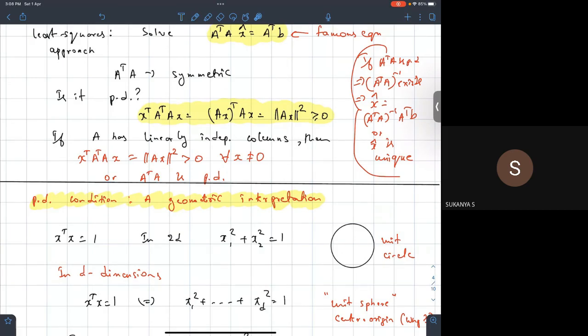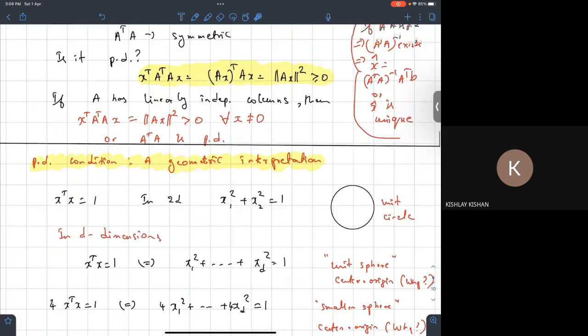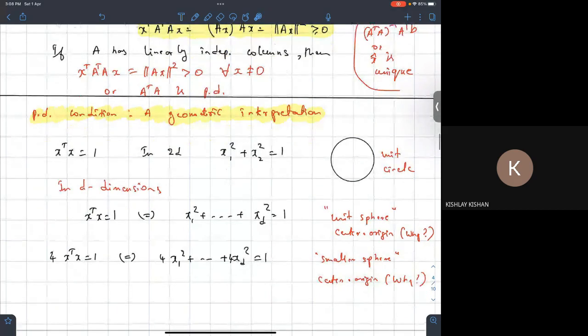Following this? Yes, sir. What is the center of the sphere? 0, 0. Why? Radius 1. That's something you need to think about: why is it not something other than the origin? I think one way to argue is that both x and minus x satisfy this equation, but I'll leave it. My point is not about the center, it's something else.